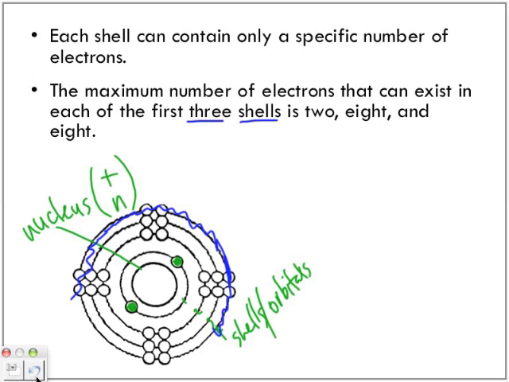The first shell, right, just surrounding the nucleus, can only contain 2 electrons. The next shell, the second one, can fit a maximum of 8. The third shell can also fit 8.